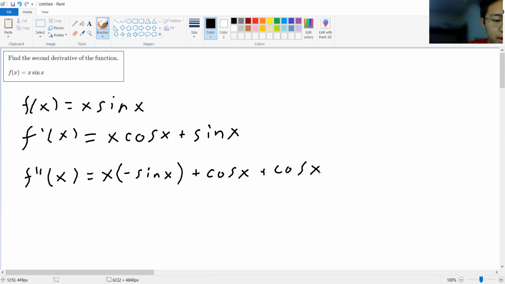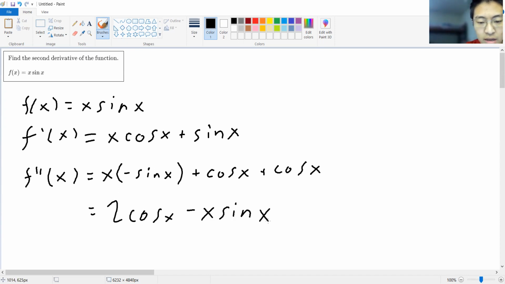So obviously we can simplify this to get the final answer. We're going to have, let's see, cosine plus cosine is 2 cosine x. And then we subtract because remember that we have that negative 1 in front of the sine, negative sine. So now minus x sine x. And so this is a valid solution you could represent for the second derivative of this function.